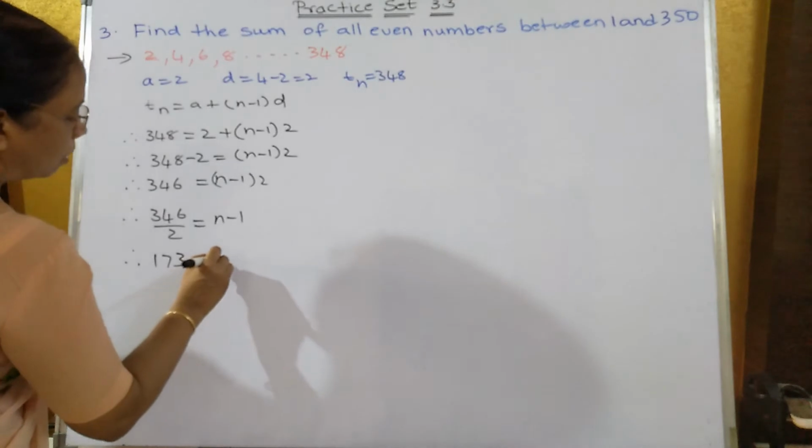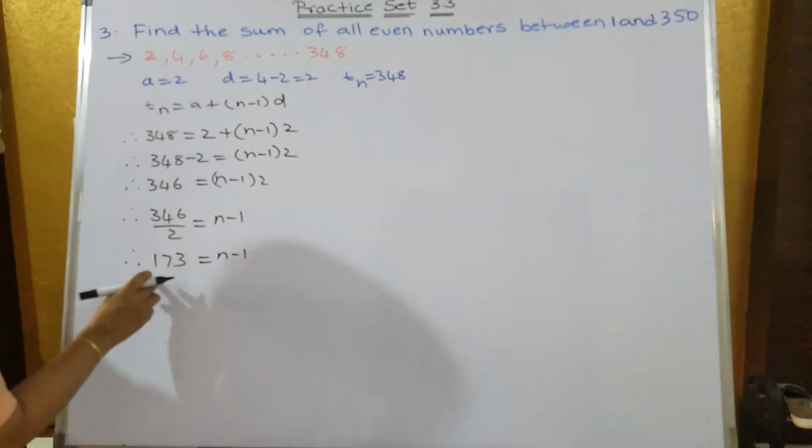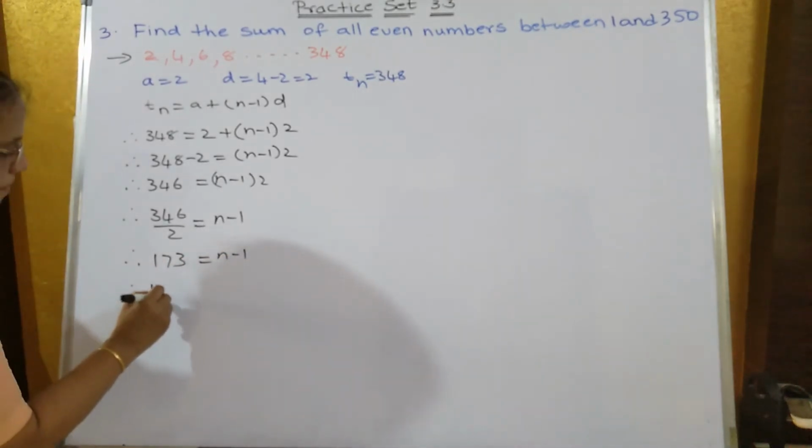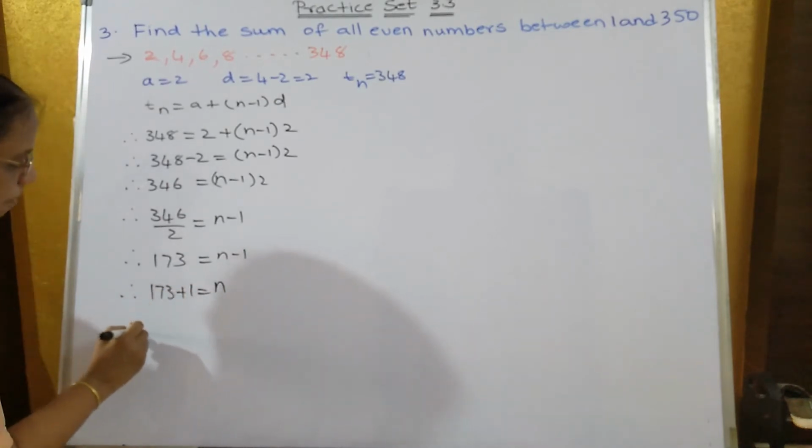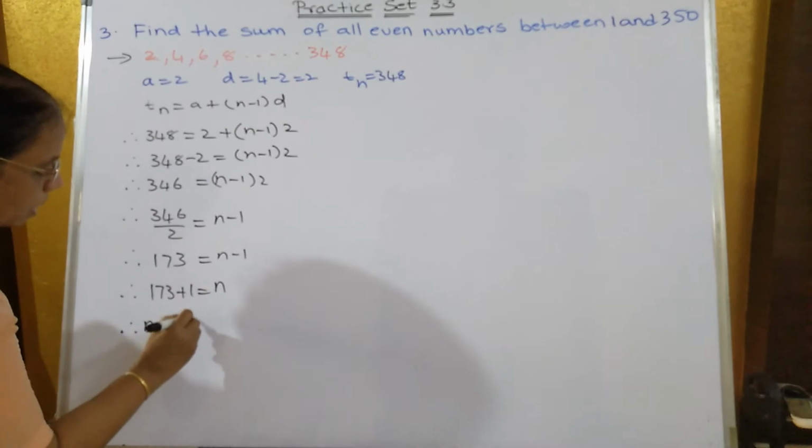173 is equal to n minus 1. Now bring this 1 on this side. So 173 plus 1 is equal to n. Therefore, n is equal to how much? 174.